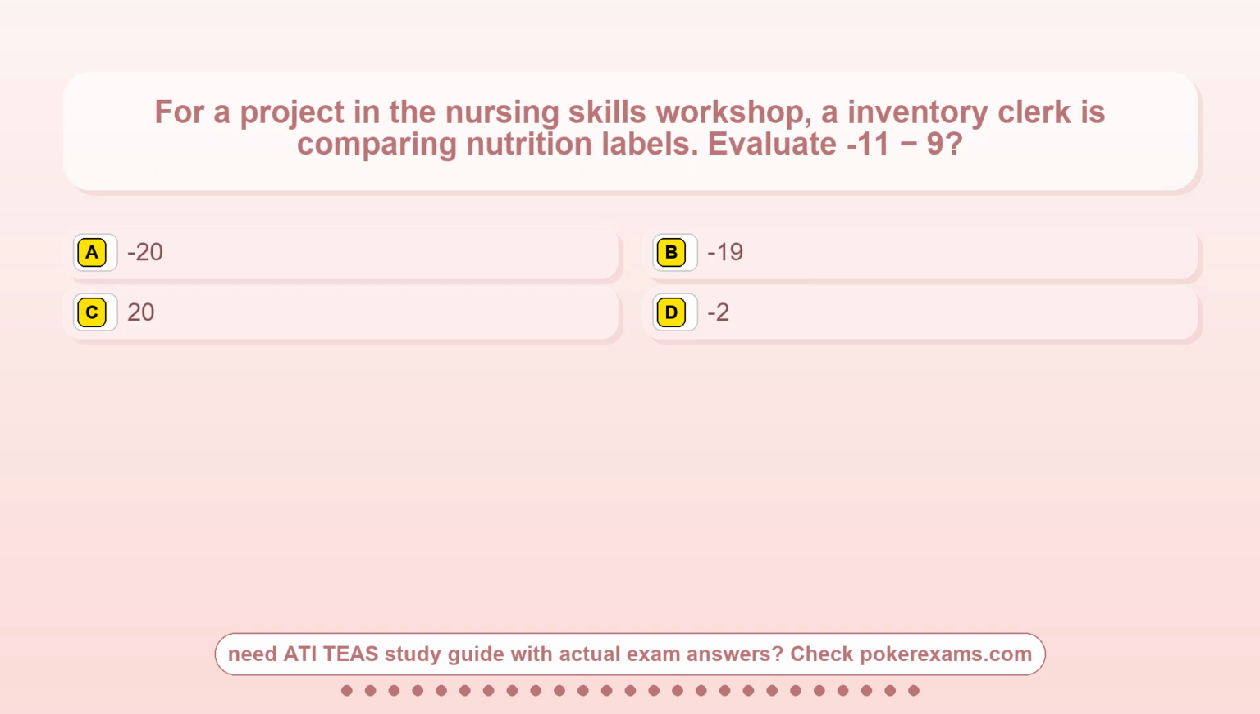Question 6. For a project in the Nursing Skills Workshop, an inventory clerk is comparing nutrition labels. Evaluate -11 - 9? Option A, -20. Option B, -19. Option C, 20. Option D, -2. The correct answer is option A, -20.